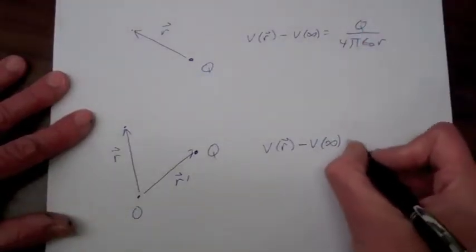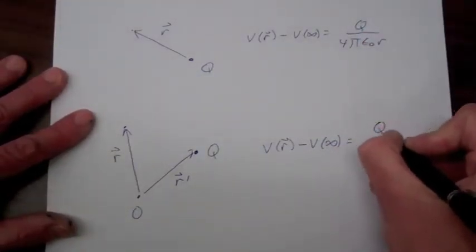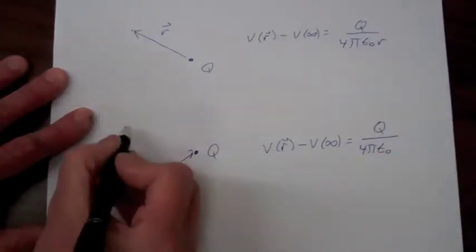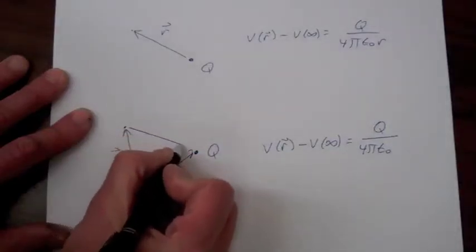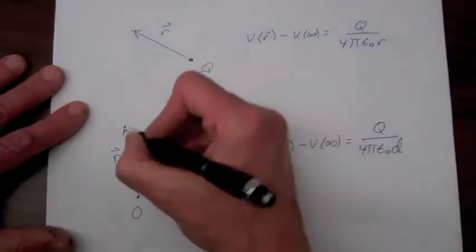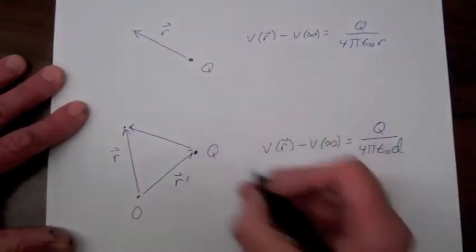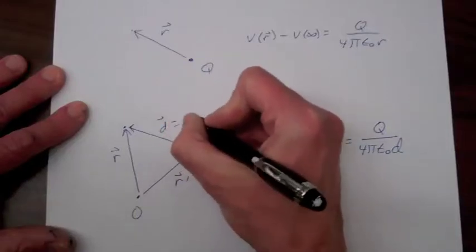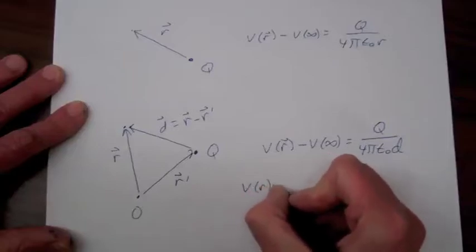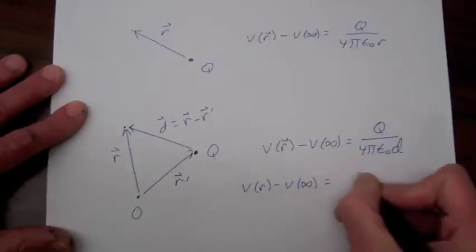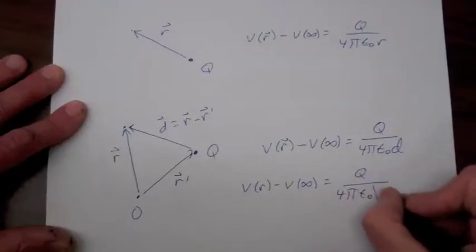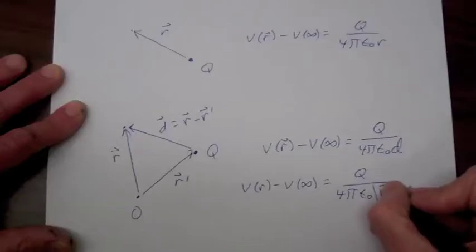And so we can just look at this equation and know that the result is going to be Q over 4 pi epsilon sub 0 times this distance right here. Let's call this distance D, and D here is going to equal R minus R prime. Or in other words, the potential difference is given as Q over 4 pi epsilon sub 0 times the magnitude of R minus R prime.